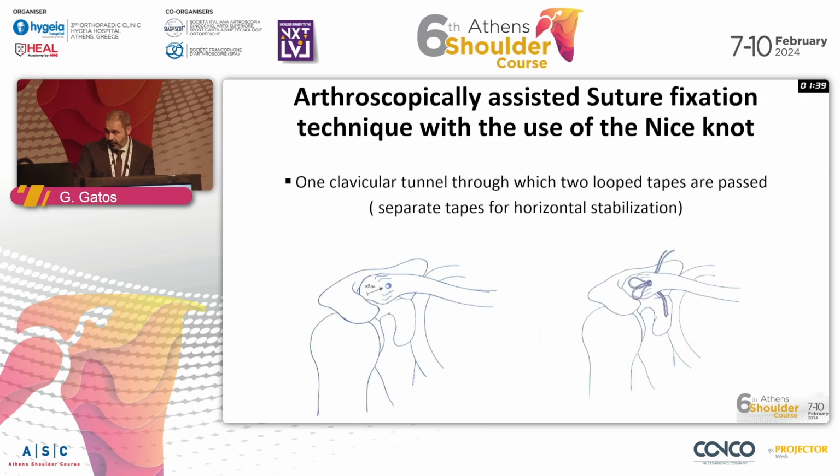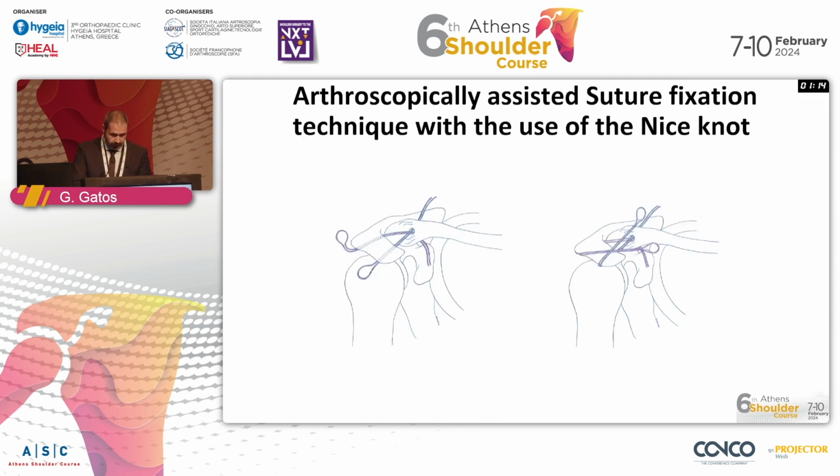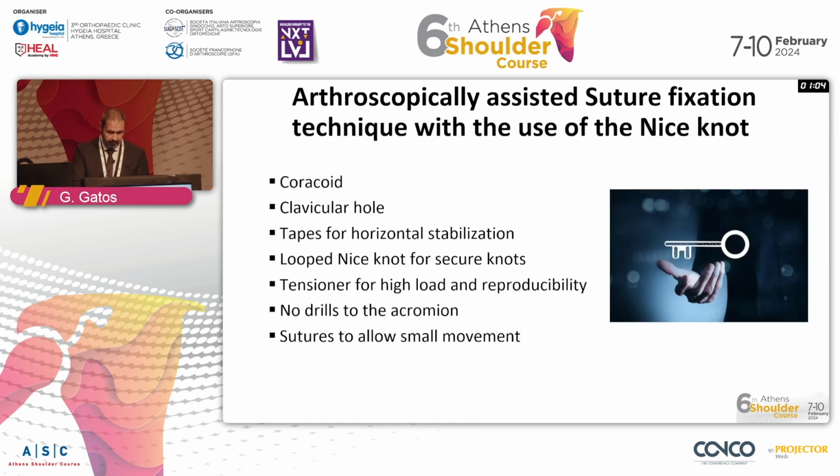We drill 1 tunnel in the clavicle through which we pass 2 separate tapes for horizontal stabilization, approximately 2 centimeters medial to the AC joint. The 2 limbs of the first loop tape pass posterior to the clavicle and the other tapes anterior. The 2 loops are passed over the clavicle and through the AC joint, below and over the acromion in an X configuration, as you can see here. The tapes are then tied with a Nice knot against tension, to 70 to 80 newtons, for the horizontal stabilization, achieving an X-type frame internal bracing.